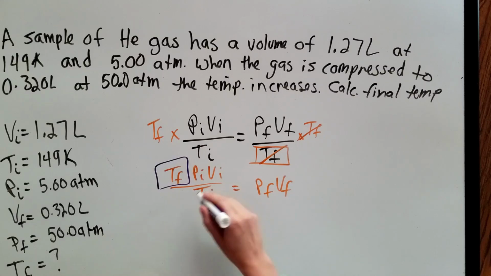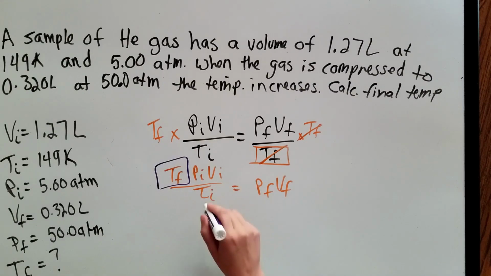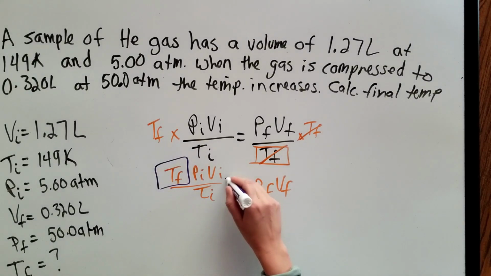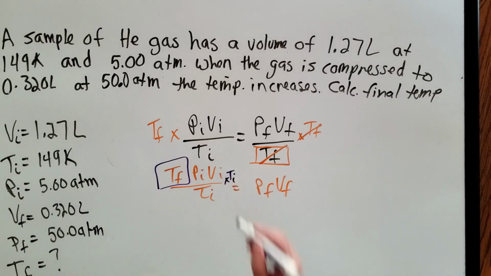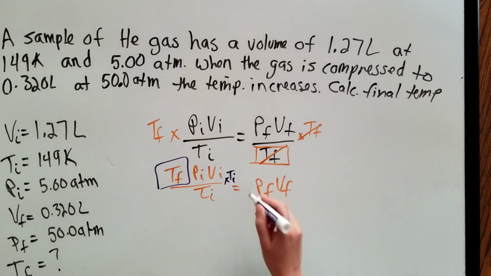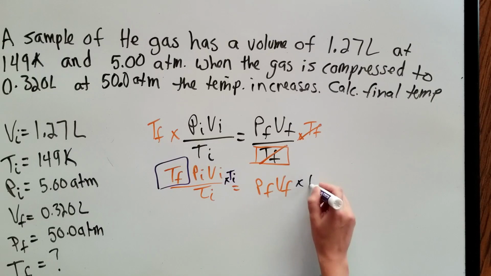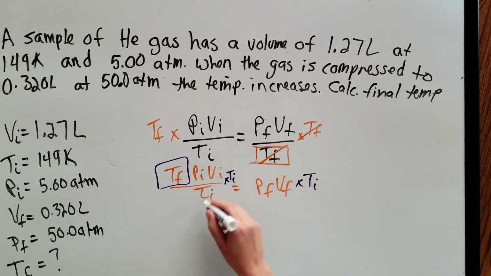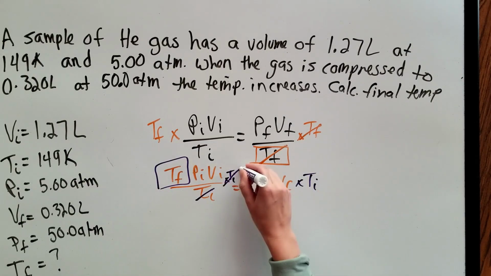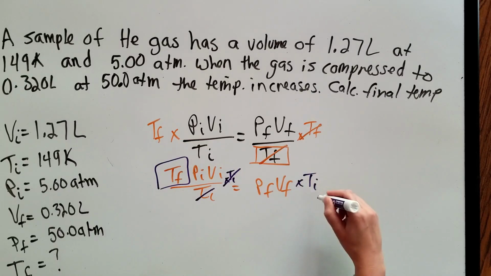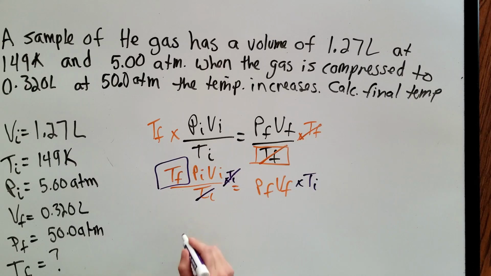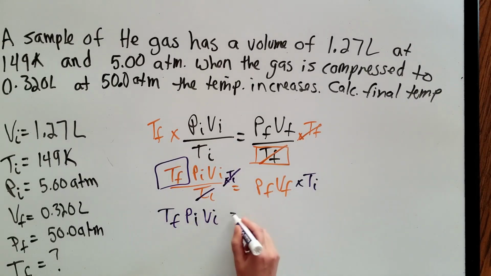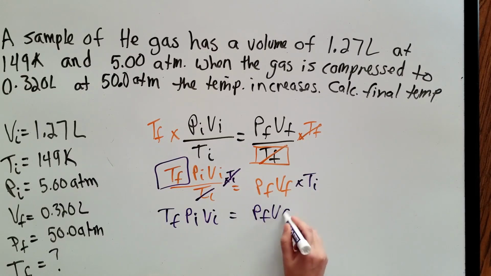So if I want to get rid of TI, it's in the denominator. So to get rid of it, I'm going to multiply, because TI over TI will cancel. Whatever I do to one side, I have to do to the other. So by multiplying by TI, I get rid of it on this side, and I bring it up over here. Okay, so now I have TF PI VI, and then I have PF VF times TI.